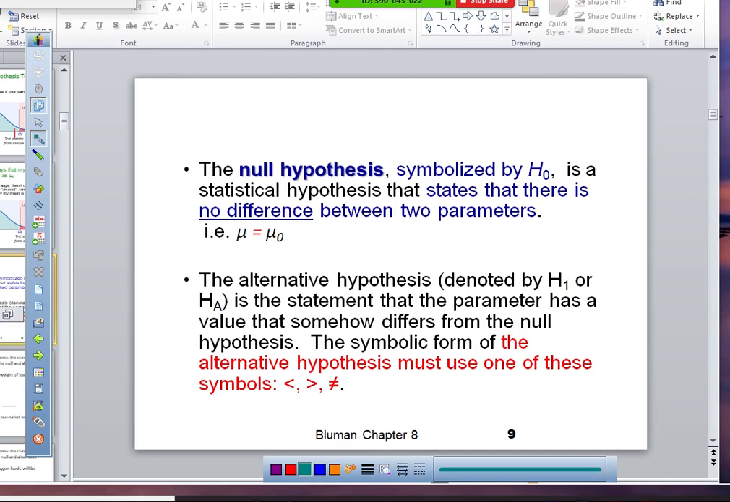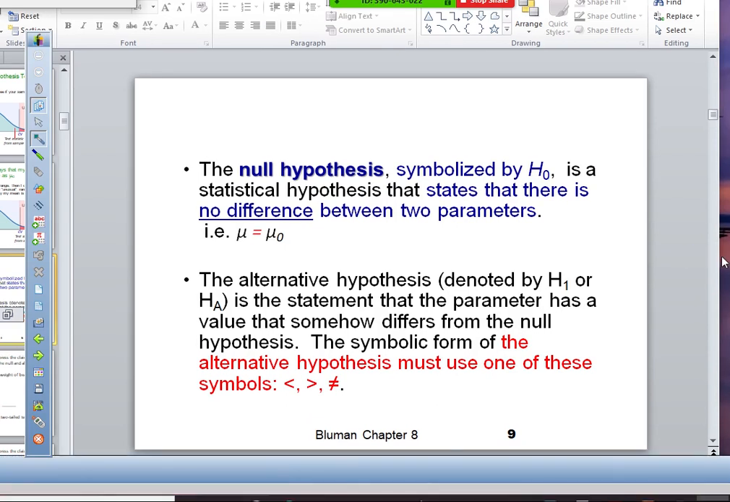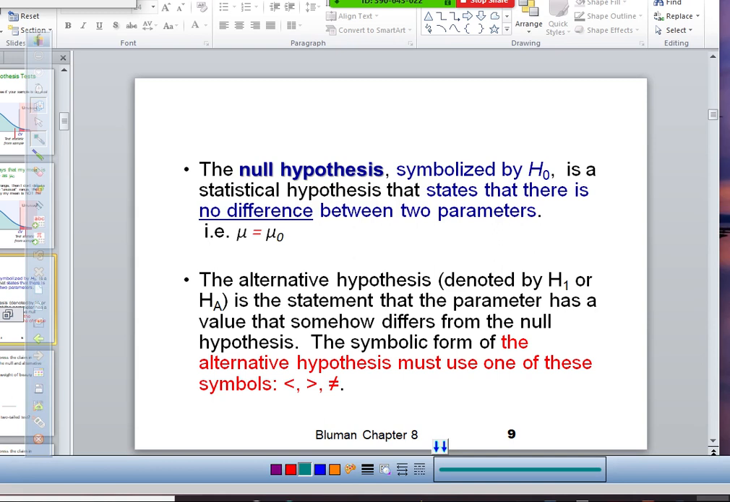So let's get a reader. Chris, can you go ahead and read this? The null hypothesis, symbolized by H0, is a statistical hypothesis that states there is no difference between two parameters. The alternate hypothesis, denoted by H1 or HA, is the statement that the parameter has a value that somehow differs from the null hypothesis. The symbolic form of the alternative hypothesis must use one of these symbols: greater than, less than, or not equal to.